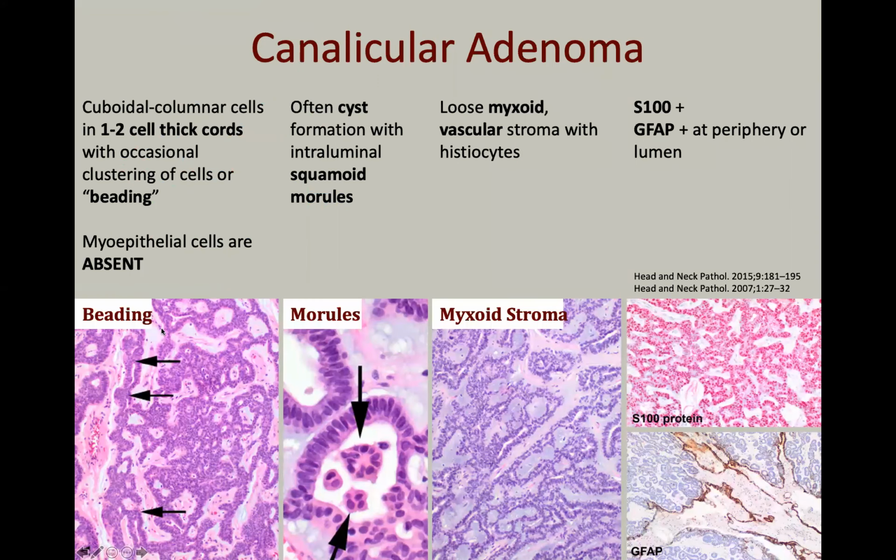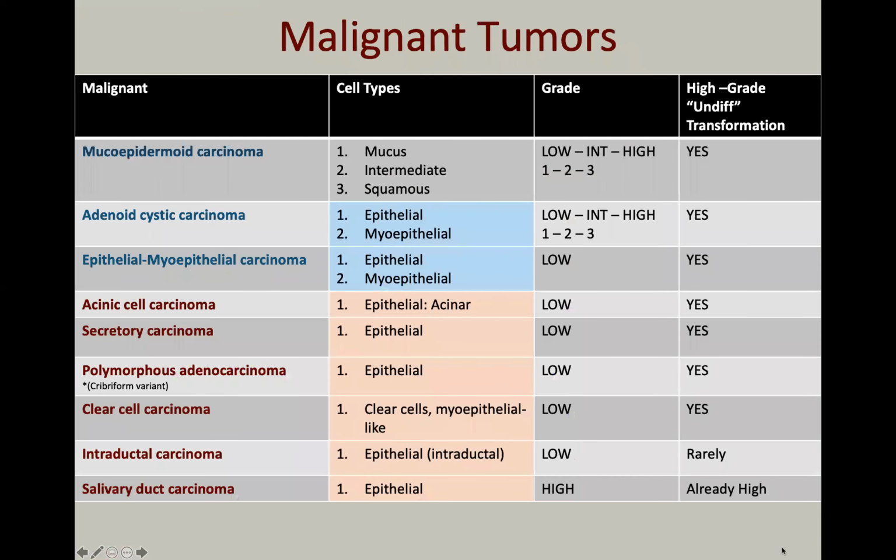You can have these, as I said before, 2 cell thick cords that cluster together and have beading, that have squamous morules in the lumen, that have some myxoid stroma. Characteristically, these are strongly positive for S100, sometimes with GFAP at the luminal edge. All right, now we're going to move on to the tumors that are essentially only malignant, that do not have benign counterparts.